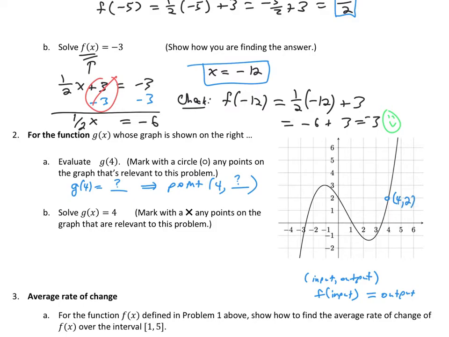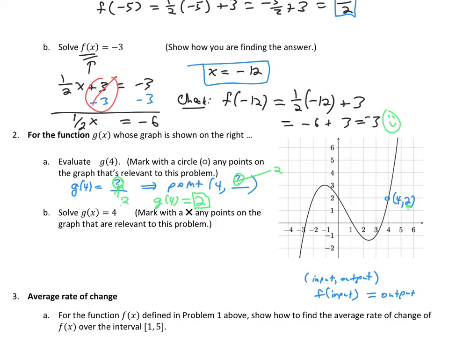And so now I can go back and answer my question. 2 is the second coordinate. So 2 is the mystery number here. So that means g of 4 equals 2. So my answer would be 2.